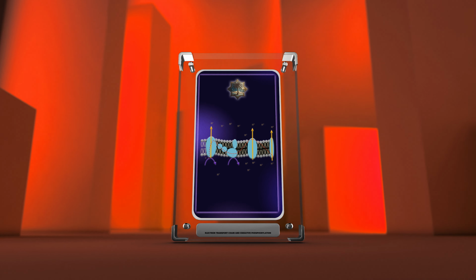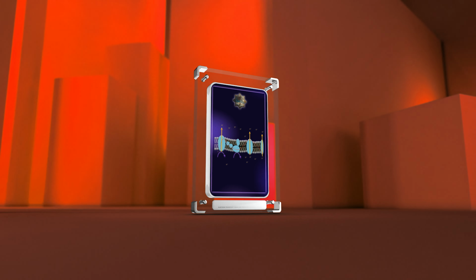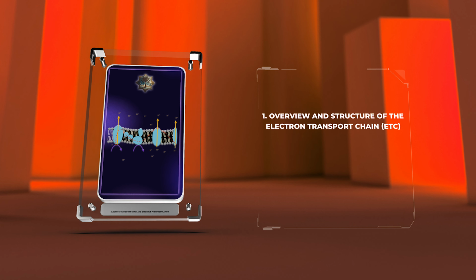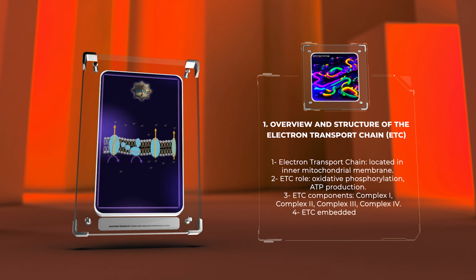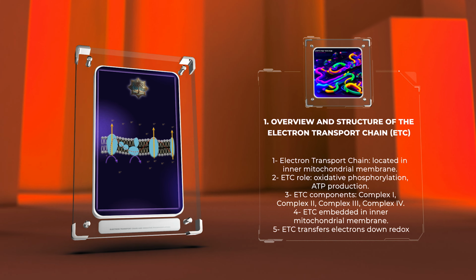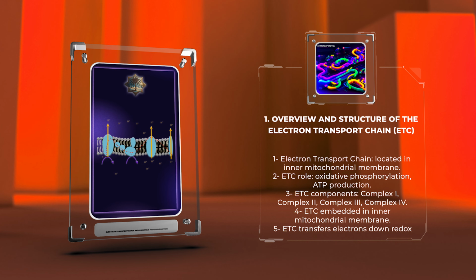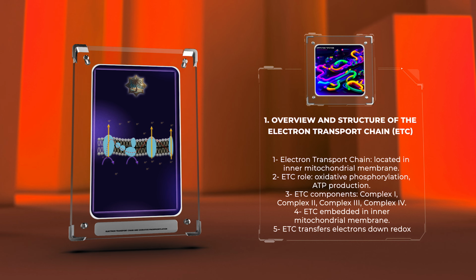By the end of this lecture, you will have a thorough understanding of the biochemistry and complexities involved in this fundamental process. The electron transport chain, located within the inner mitochondrial membrane, plays a pivotal role in oxidative phosphorylation. It consists of a series of protein complexes and electron carriers that collaborate to transfer electrons down a redox gradient, yielding energy in the form of ATP.